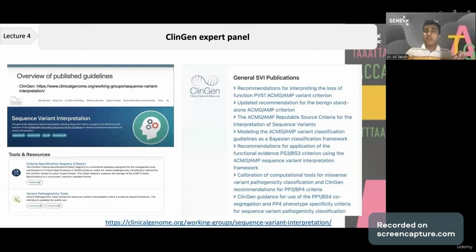There is a criteria specification registry, so if you click on that, you will see good details on different criteria. There are variant pathogenicity tools. There is a refinement for PVS1, for example, this highlighted one. There is a refinement for benign standalone. We will go through PVS1 and different other criteria later in this presentation, but just to give you an idea, ClinGen gives refinements of the original Richards ACMG guidelines. Again, there are refinements on reputable source criteria, PS3, BS3, PP3, and segregation PP1.